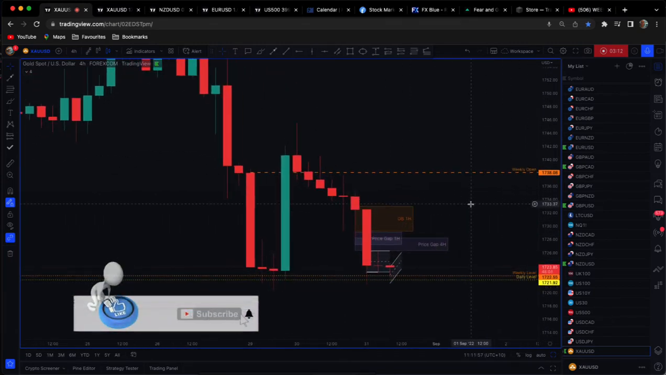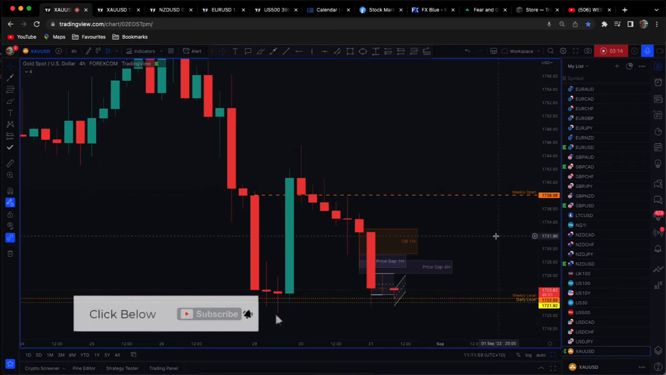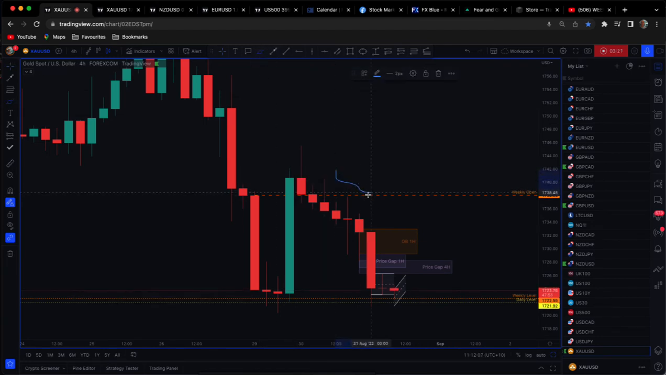The market is looking for two things. One, liquidity. And where is the liquidity? It's resting all through here and above here. Buy side liquidity. Retail is short. Stop losses are resting above.